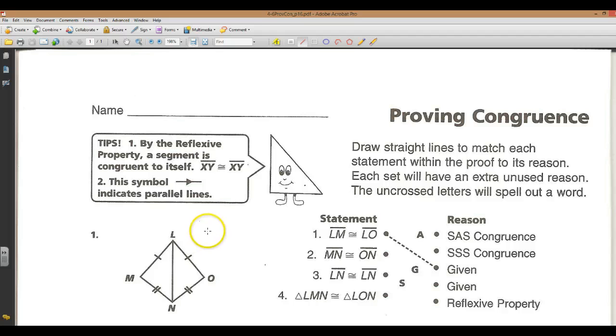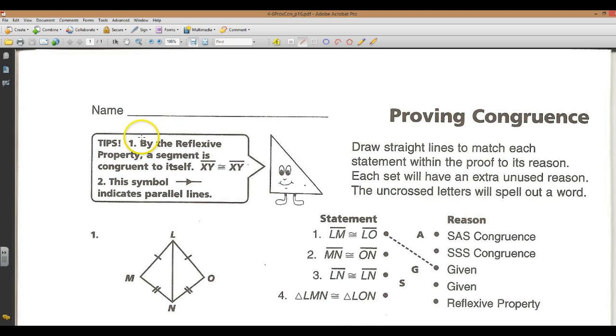On this sheet, proving congruence, it says draw straight lines to match each statement within the proof to its reason. Each set will have an extra unused reason. The uncrossed letters will spell out a word.